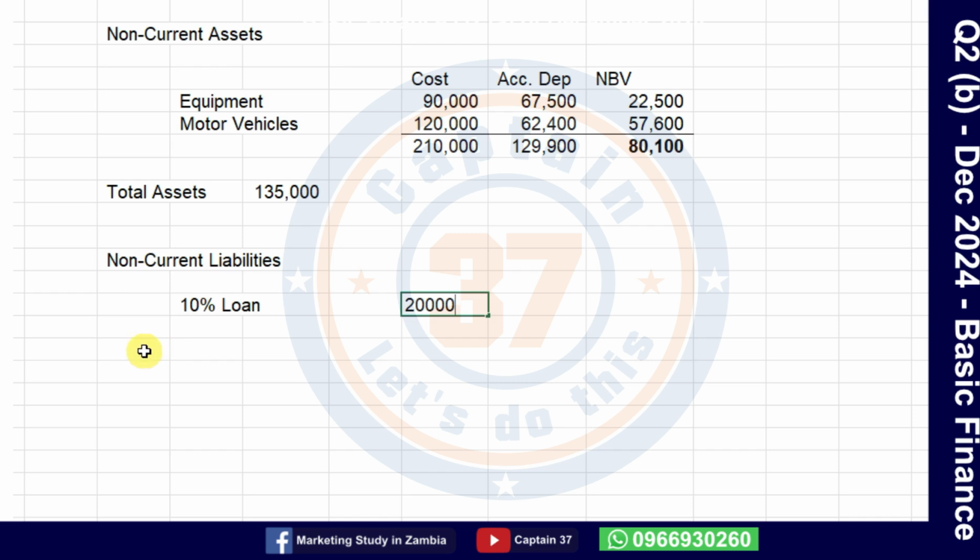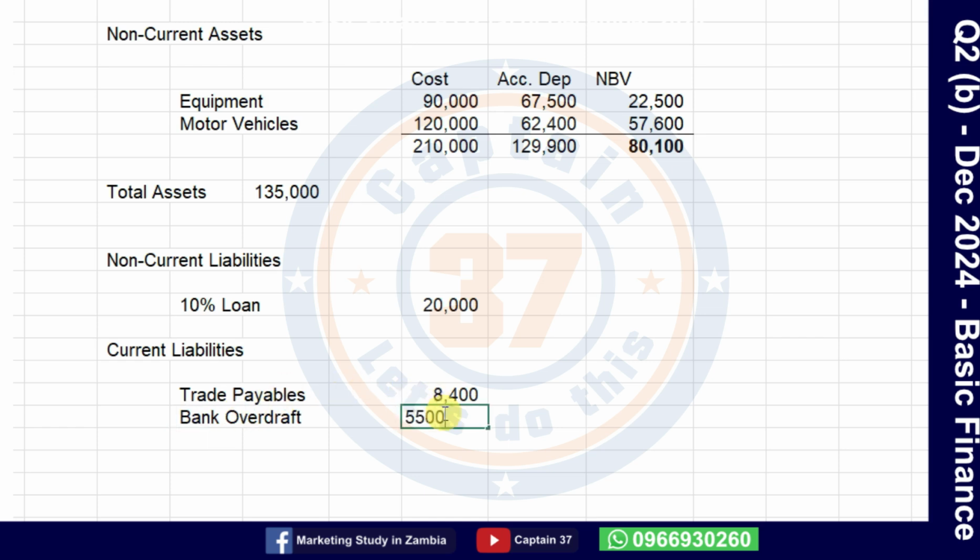So now let's turn to current liabilities. We are told what we include on the list as our current liabilities. There is trade payables, and the value for trade payables is 8,400. Then we have a bank overdraft, and the value for the bank overdraft is 5,500. Then there's wages and salaries.